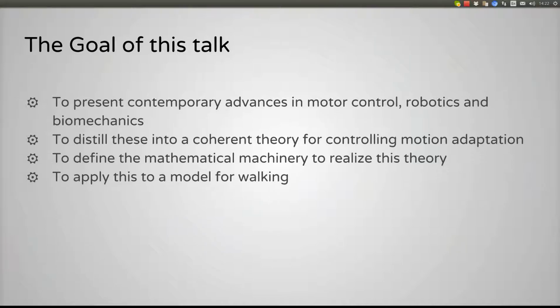So the goal of this talk is to present some contemporary advances in motor control, robotics and biomechanics, and that's really based around the principle of the equilibrium point hypothesis. We're going to distill these into the motor control as the equilibrium point hypothesis, and then we're also going to talk about some dynamical systems and some robotic systems as well. And we're going to put these together into a coherent model or theory for controlling motion adaptation. I'm going to try and define, without any symbols, a mathematical model or machinery to help us realize this theory, and we're going to apply it to a simple model for walking as a proof of concept.